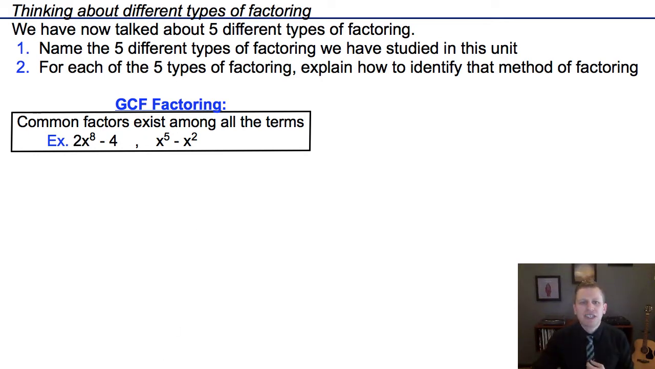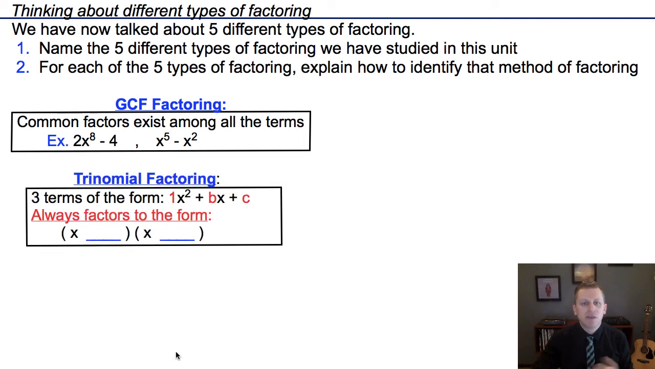After we talked about GCF factoring, we talked about trinomial factoring. Trinomial factoring is very easy to identify because the terms are always in this form, 1x squared plus bx plus c. Of course, they don't have to be plus signs here, they could be minus signs, but the important thing to remember is you have these 3 terms, an x squared term, some type of constant times an x term, and then just a constant, and there's a 1 in front of the x squared, and we know that's always going to factor to this form, this binomial product.